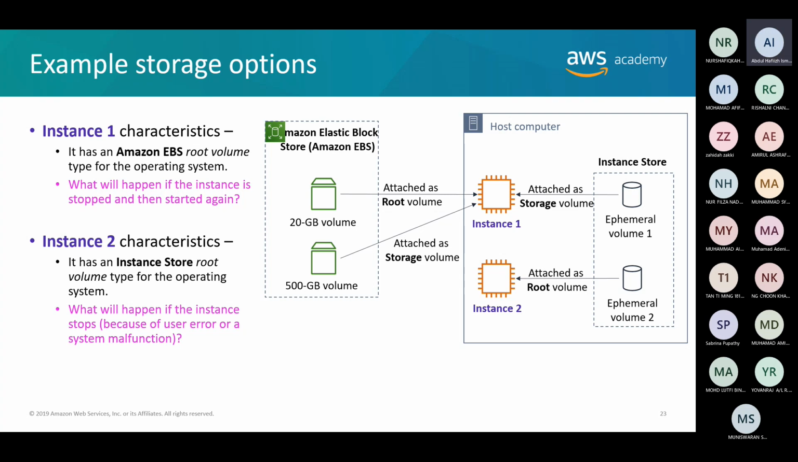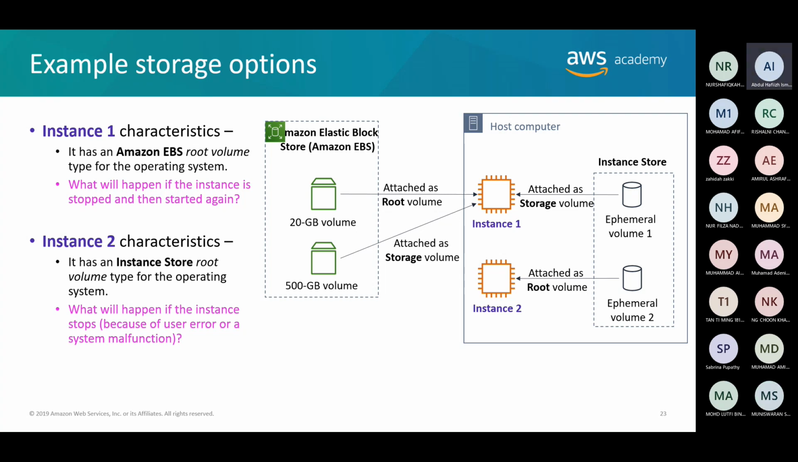So for instance 2 ni, this example shows that the root volume is on instance store ephemeral volume 2. Okay, dalam kes ni dia hanya ada ephemeral volume 2 instance store. So an instance with an instance store root volume cannot be stopped by an Amazon EC2 API call. It can only be terminated.